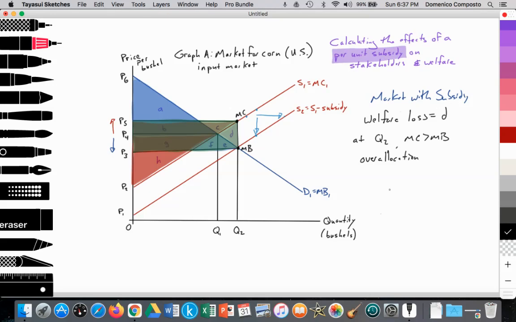Area D would be equal to, if we were to calculate that, this height multiplied by this base, divided by 2. So the height is P5 minus P3, multiplied by the base of Q2 minus Q1. So the distance between here and here, and then all of that divided by 2 because it is a triangle. Then we have calculated the level of spending that has been wasted by the government in producing too much of something versus what is desired by society.